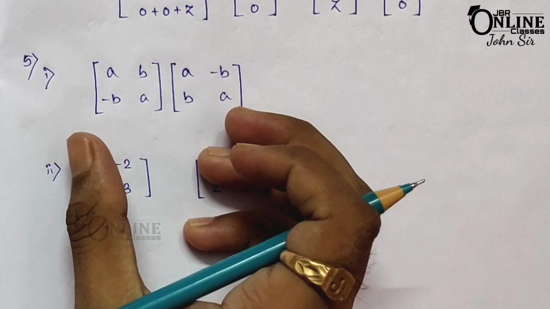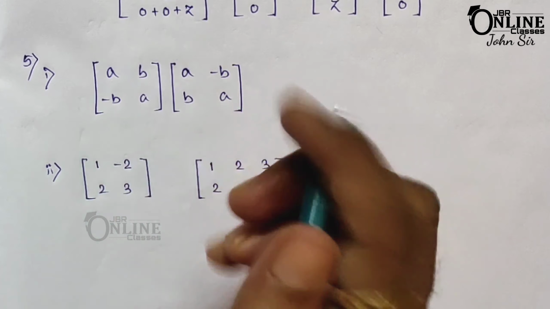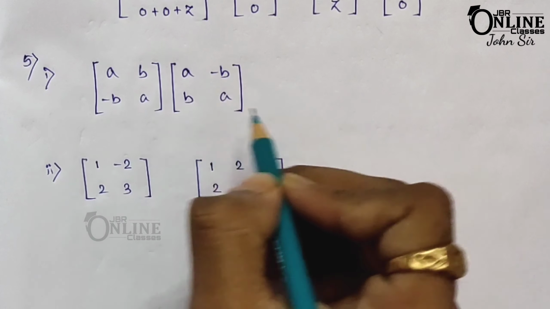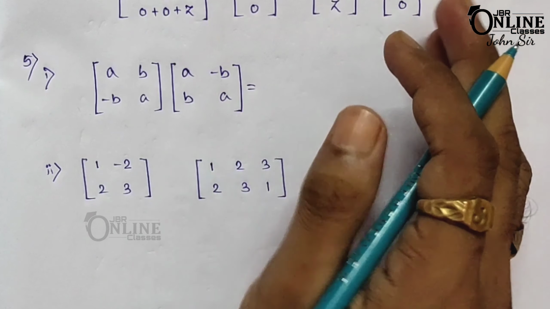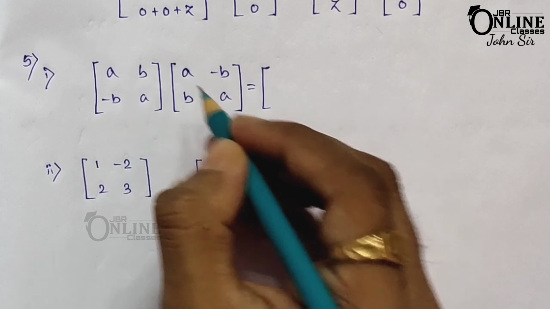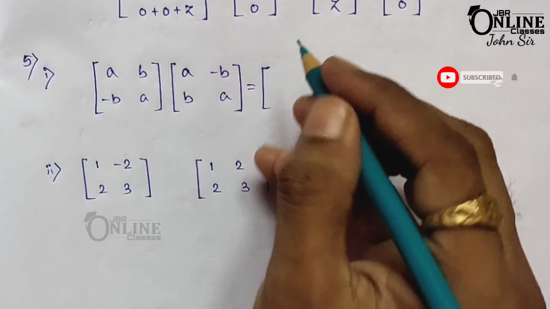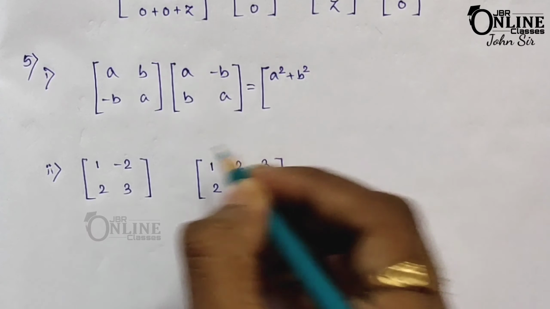Now sum number 5.1. In sum number 5.1 you have to multiply these two matrices. So here the first one is 2 cross 2, second one will also be 2 cross 2. That means your result will also be a 2 cross 2 matrix. So whenever you multiply the first row with the first column, then a into a becomes a square, plus b into b, b square.